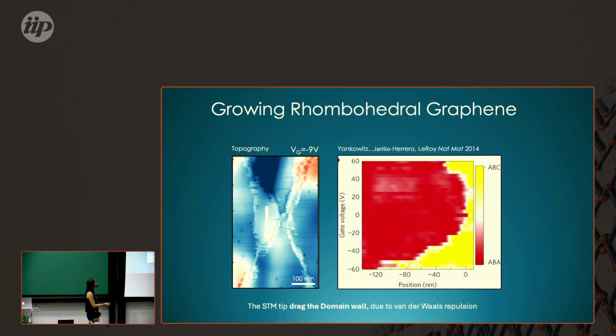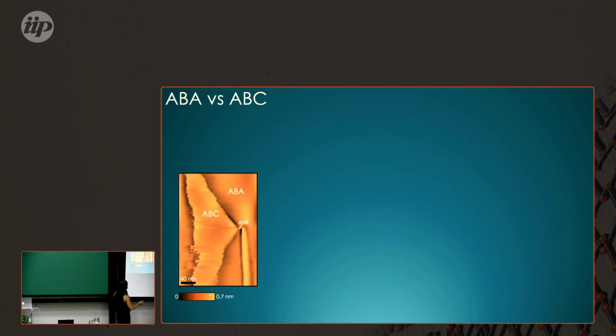And this is consistent with an old work by Yankovic and Pablo, where they showed that actually this soliton, this boundary between the ABC and the ABA, can be moved by a van der Waals interaction between the tip and the soliton, and by applying displacement field we actually make the ABC more favorable than it would have been without the application of displacement field. And this is actually the same effect that we see here when we scan under displacement field.